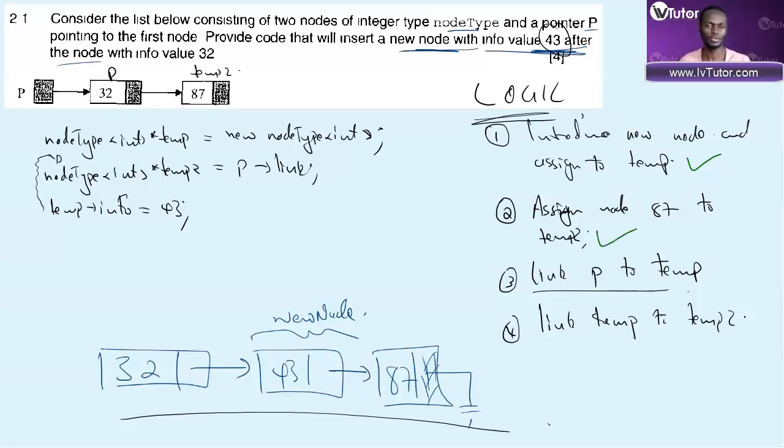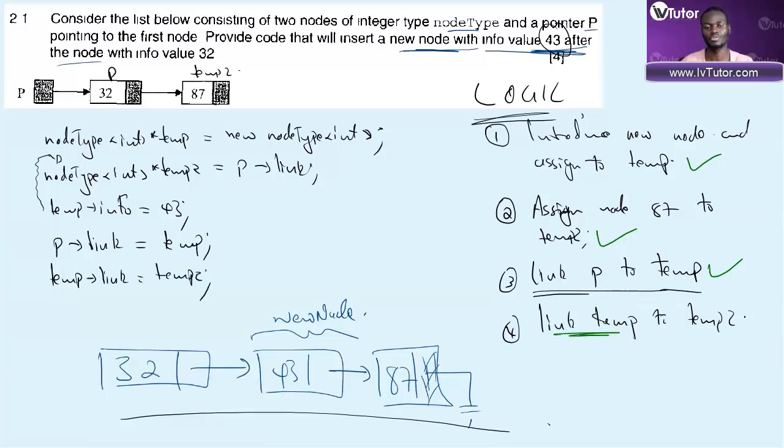Then link P to temp. So P should now link to temp. How do you link nodes? It's pointer dot link equals, you're linking it to temp, so P.link equals temp. That line is done. And finally, you link temp to temp 2. How do you link nodes? Now you go temp.link equals temp 2, and your code is done.